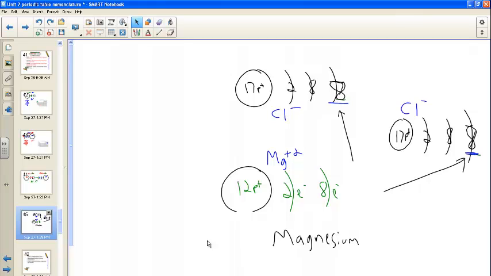So we find that the ratio that ionic compounds are formed with magnesium and chloride is it takes 2 chloride ions bonded to 1 magnesium ion to make the magnesium chloride compound.